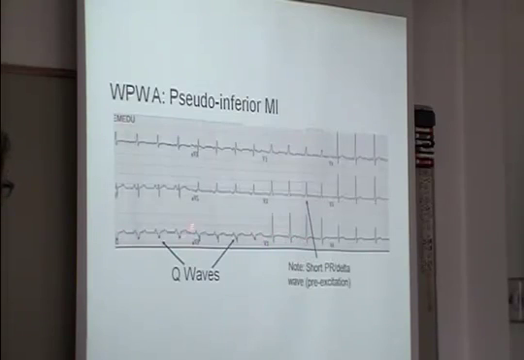The other clue is the slurring upstroke of the QRS. So you see the slurring, you see a short PR interval and a slurred upstroke between the P wave and the QRS. That slurring is also diagnostic of Wolff-Parkinson-White syndrome.